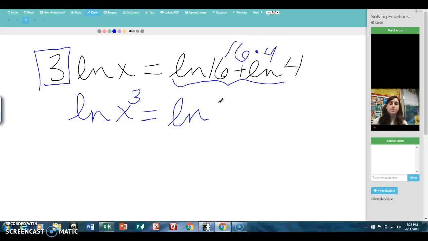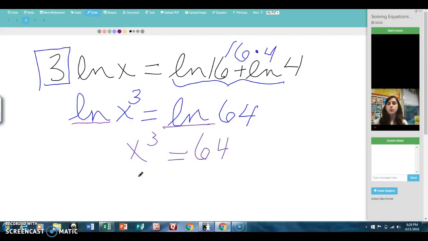So that tells me that since we're using the one-to-one property, and natural log is base e, right? So they have the same base, they're both base e. That means that x cubed must be 64. What number cubed is 64? X must be 4. All right, let's take a look at another kind of example.